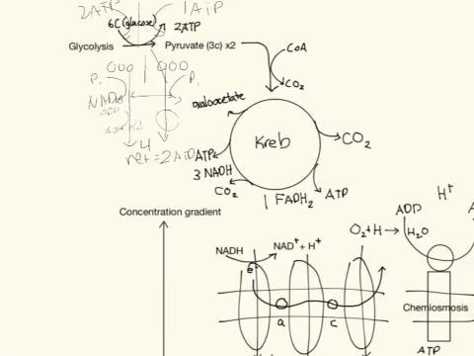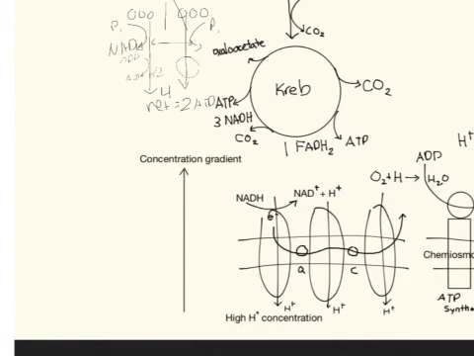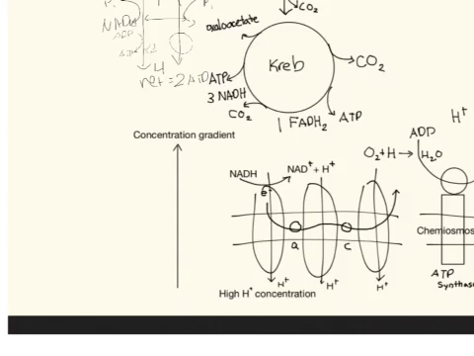So once again, as I explained before, NADH also goes with the FADH2 to the electron transport chain. So what exactly is the electron transport chain? The electron transport chain is when the NADH and the FADH2, as I explained before, go through, the electrons pass through, and hydrogens get expelled.